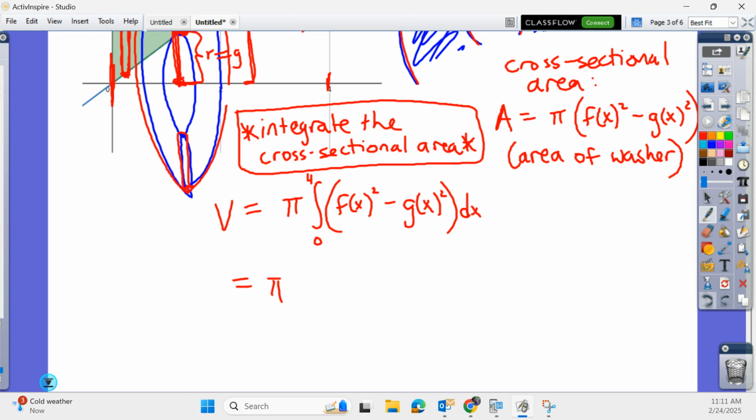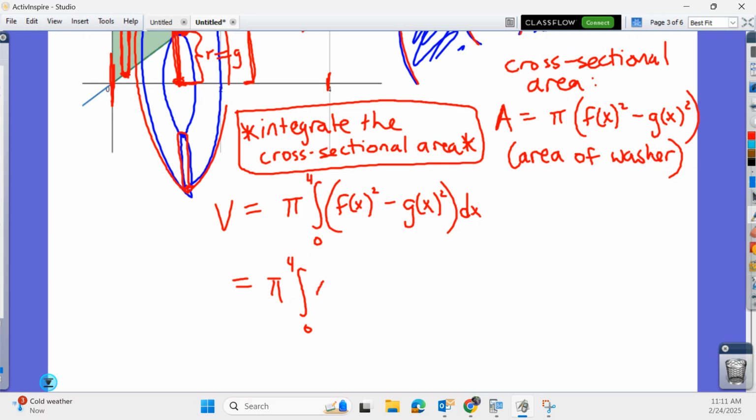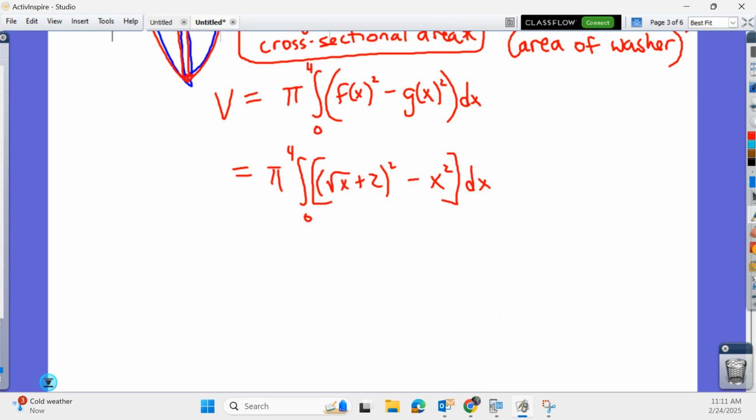All right, so that volume is pi times the integral from 0 to 4 of f of x squared. Well, that's square root of x plus 2 quantity squared, and then minus g of x squared. Well, g of x is just x, and then squared, and that whole thing integrated, dx with respect to x. So we're going to go ahead and do it. I'll go through this part a little quicker.